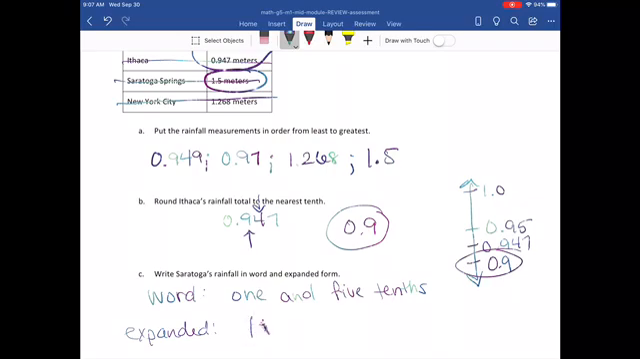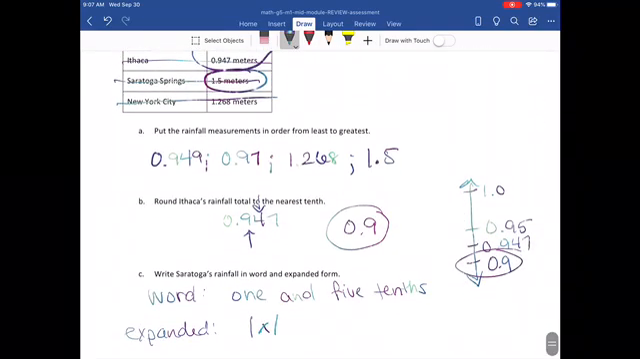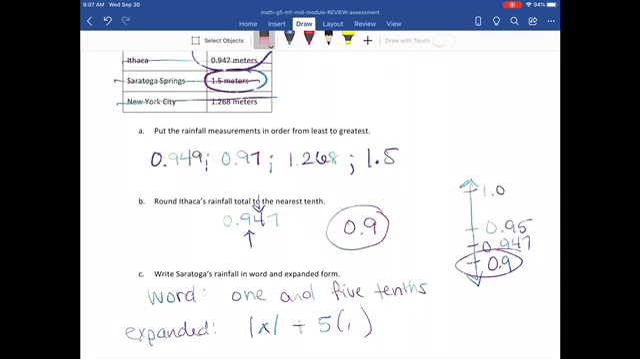But so we have 1. You could have said 1 times 1. You could have just put 1. That's fine. And then we have 5/10. So we have 5 times 1/10. Or instead of a fraction, you could have put a decimal. Either one is fine. But expanded form is multiplying your value of your number by its place value.